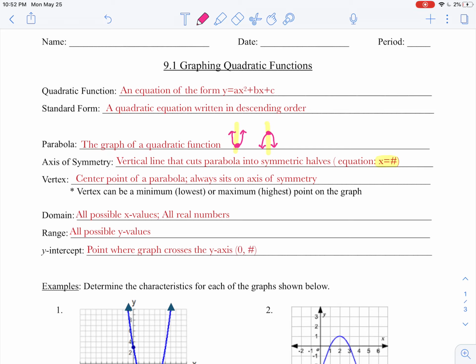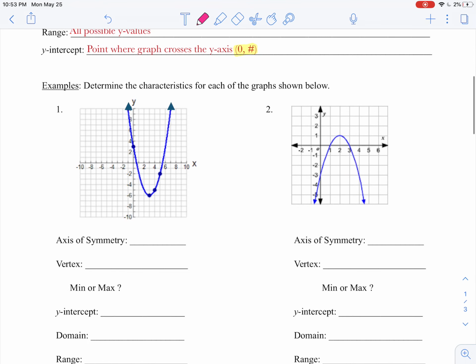When we graph parabolas, we're going to look at some of their characteristics. We've already discussed the next three terms: domain, range, and the y-intercept. Remember, domain is all of the possible x values on the graph. Range is all of the possible y values. And a y-intercept is where your graph crosses over the y-axis. Remember that if you're sitting on the y-axis, your x number is always 0. So our y-intercept will always be a point where the x number is 0, comma, some y number.